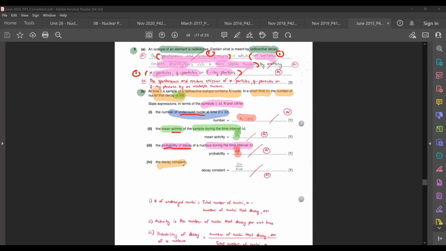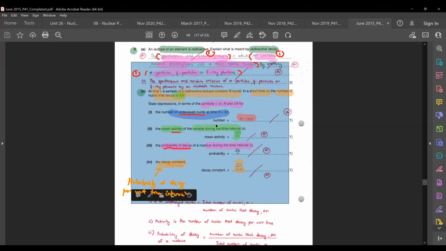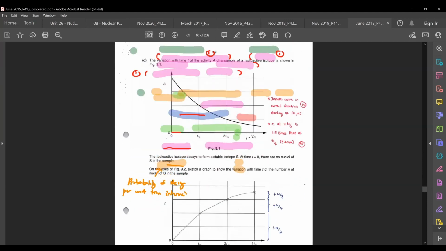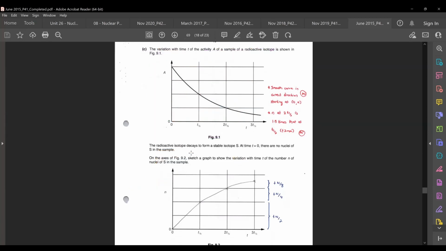But then after that, the subsequent question will ask you, what is actually the decay constant? So decay constant, this one you already know is probability of decay per unit time interval. So you take your probability of decay divided by delta T, it will give you this. Okay, so you get delta N over N times delta T, just like that. So these are all very simple definitions. That is already worth 7 marks.